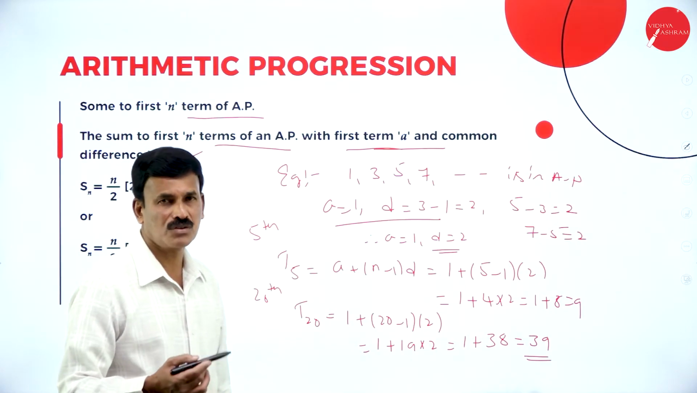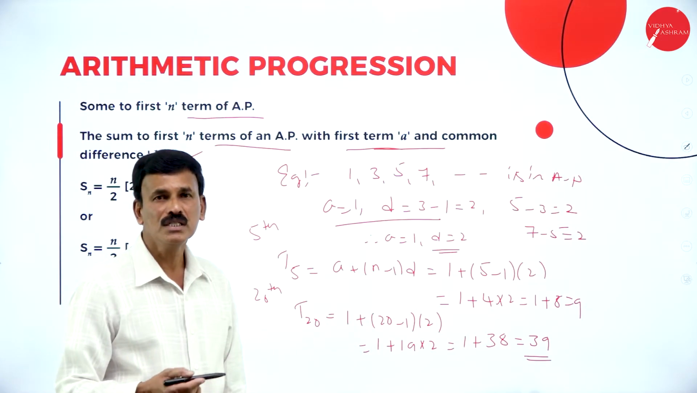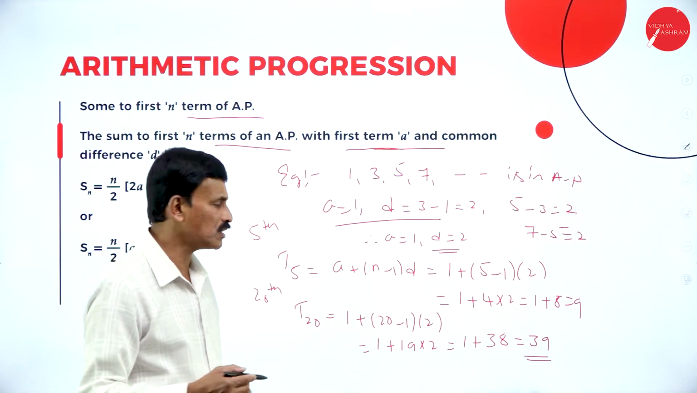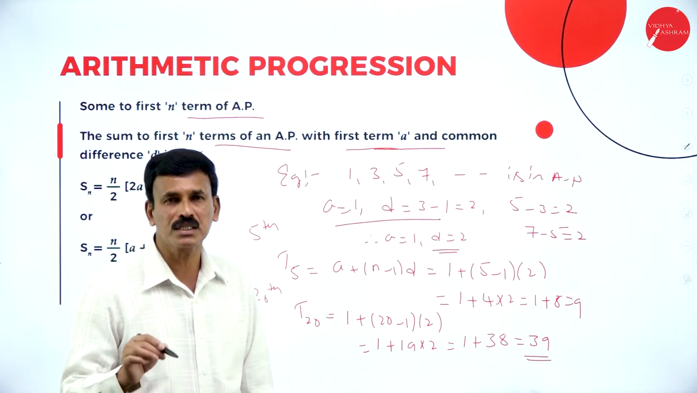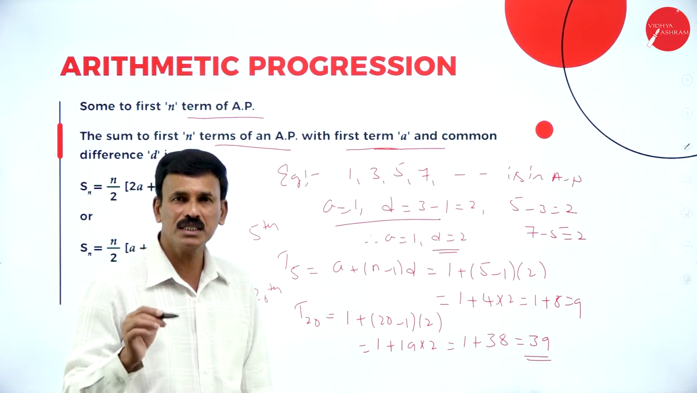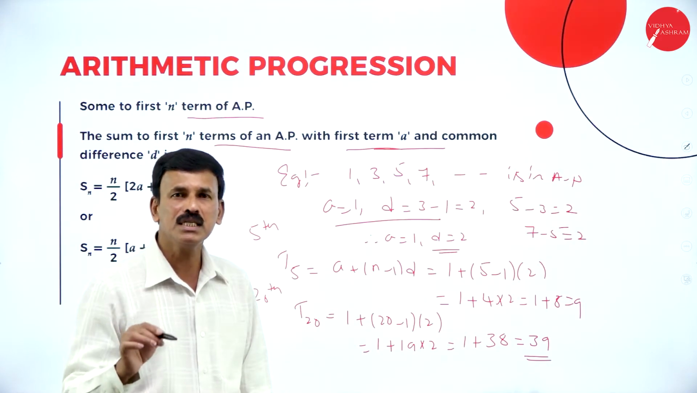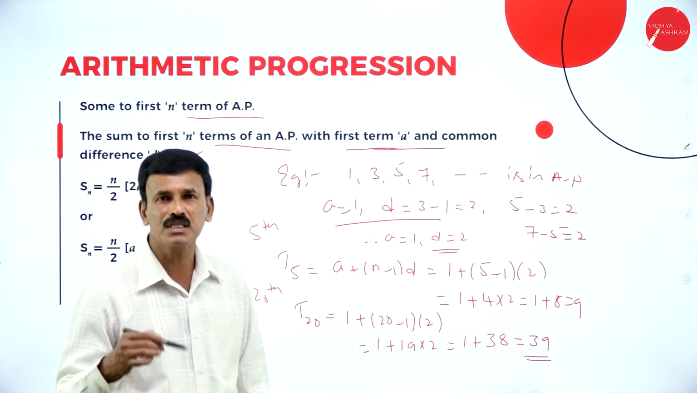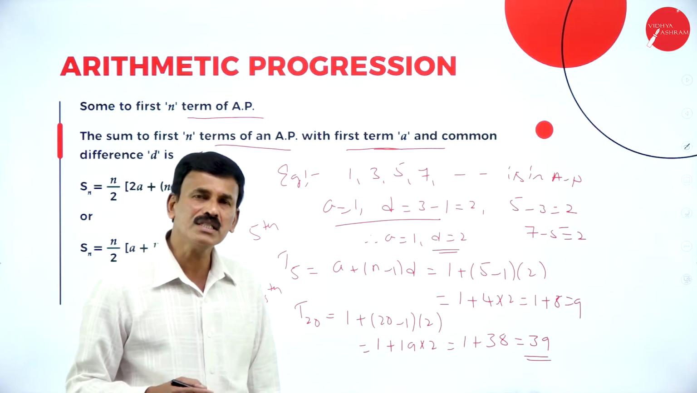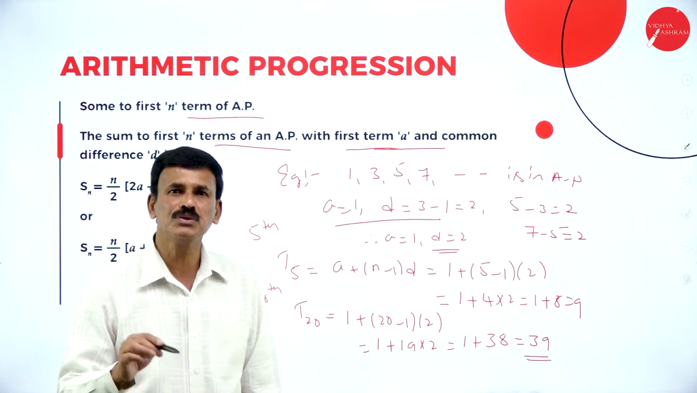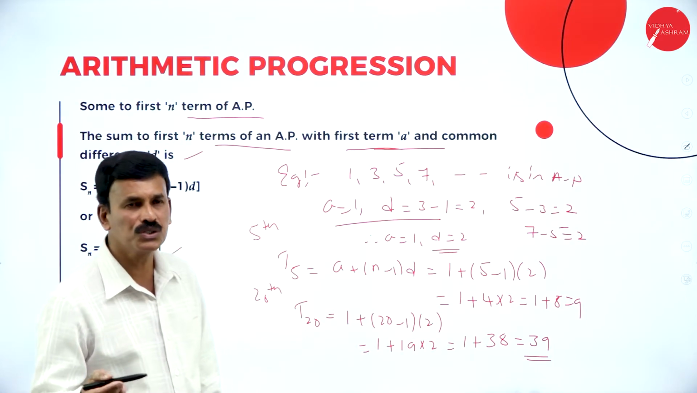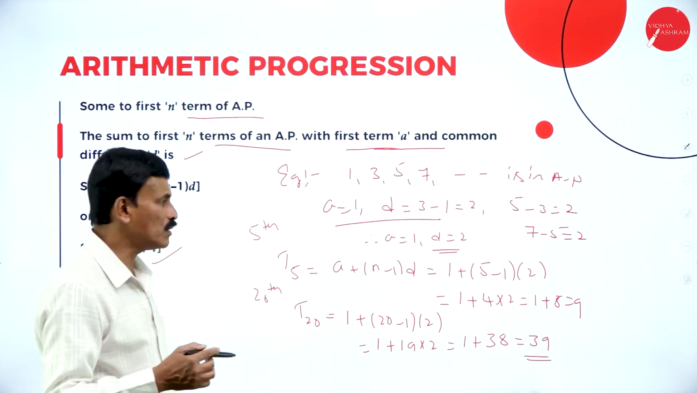So like this we are going to find the nth term of a given arithmetic progression. If A is the first term and D is the common difference of an AP, then the nth term is given by Tn is equal to A plus N minus 1 into D. Now, to find the sum of n terms, we are going to use Sn is equal to n by 2 into 2a plus n minus 1 into d. Now let us take a problem on that.